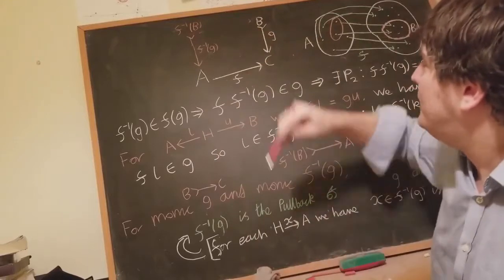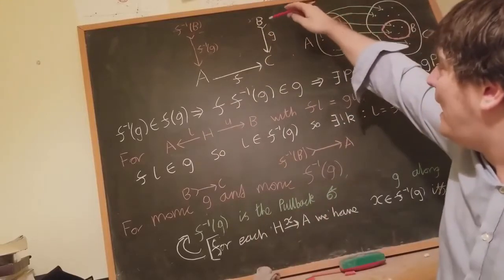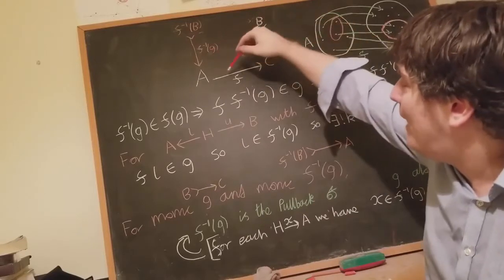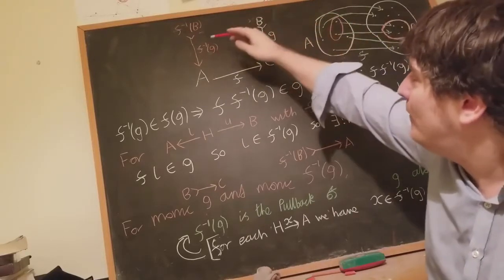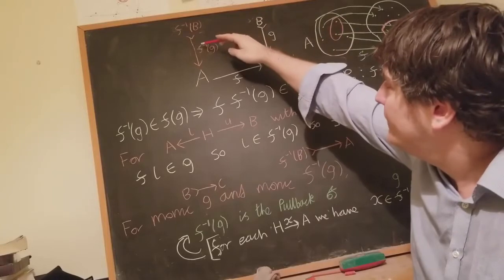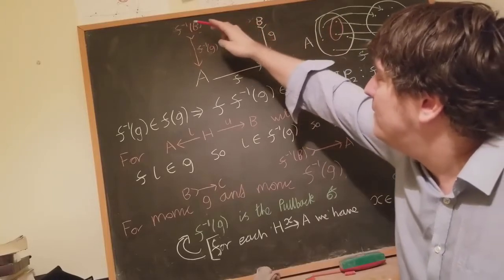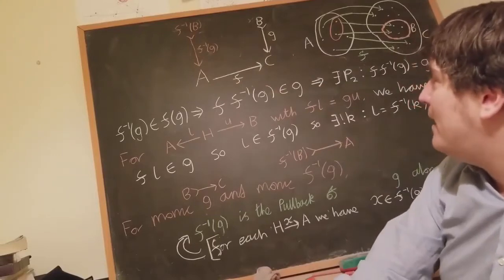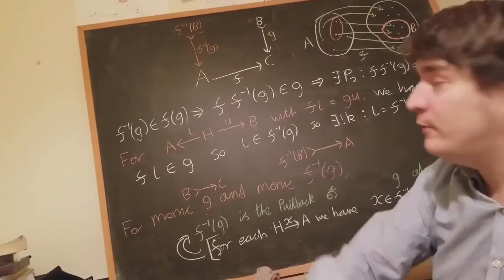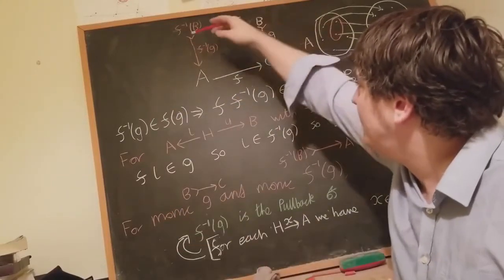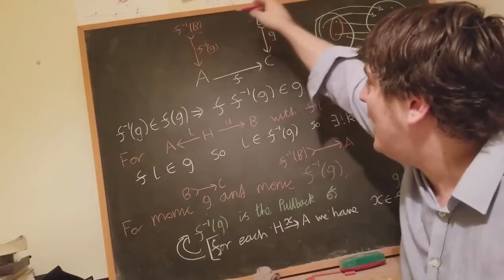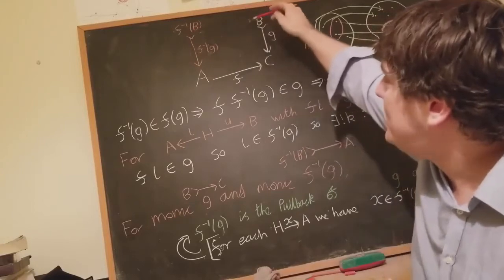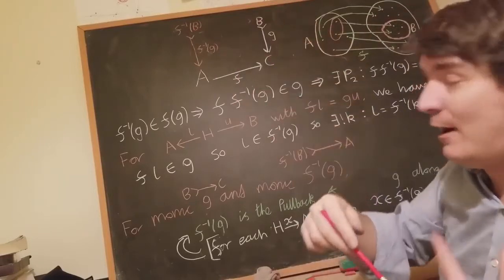Well, what we know to begin with is that we have this monic g from B to C, and we have this arrow f from A to C, and we have this monic f^{-1}(g) from f^{-1}(B) to A. And firstly, we want to show that these can be made into a pullback square. So we want an arrow from f^{-1}(B) to B. So how are we going to get it?